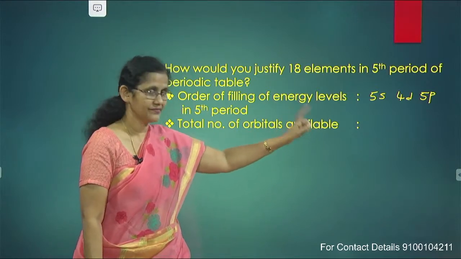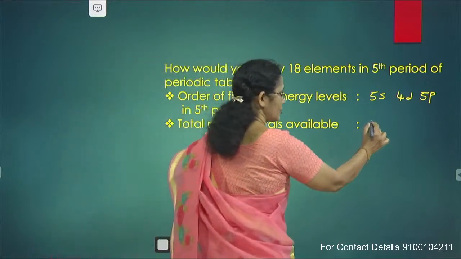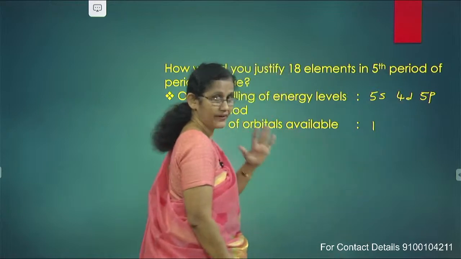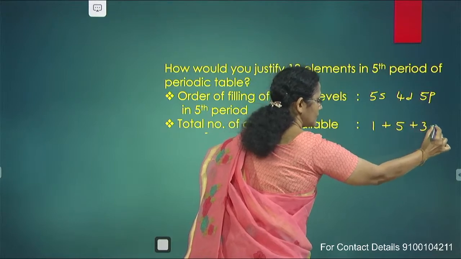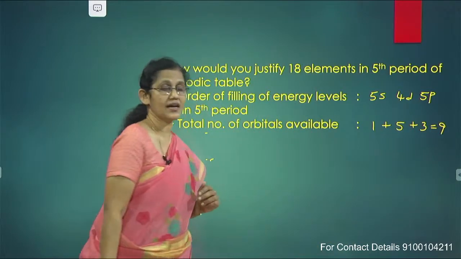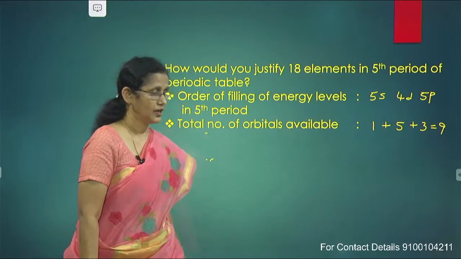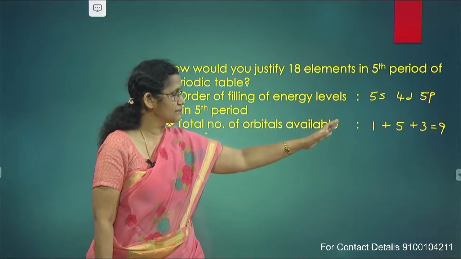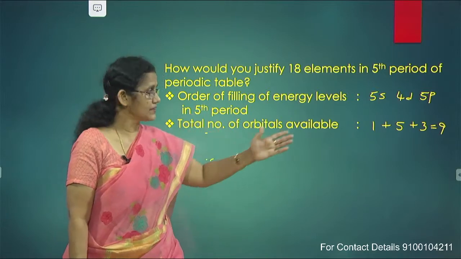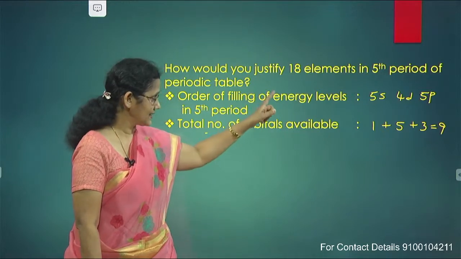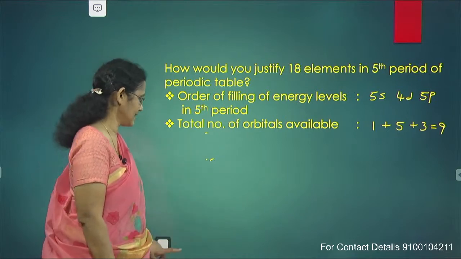What is the order of filling? 5s, 4d, 5p, right. Total number of available orbitals: 5s has 1 orbital, the d sublevel has 5 orbitals, the p sublevel has 3 orbitals. So the order of filling is 5s, 4d, 5p, and the total orbitals available are 1 plus 5 plus 3, which is 9. The number of elements will be double the number of available orbitals, so 18 elements are possible in the 5th period. Like that we can calculate.